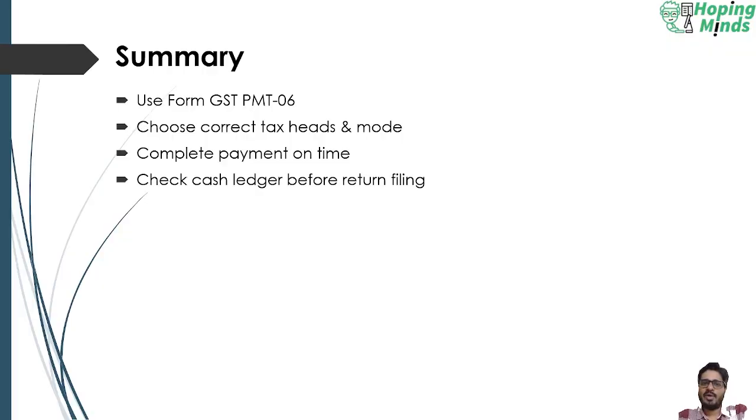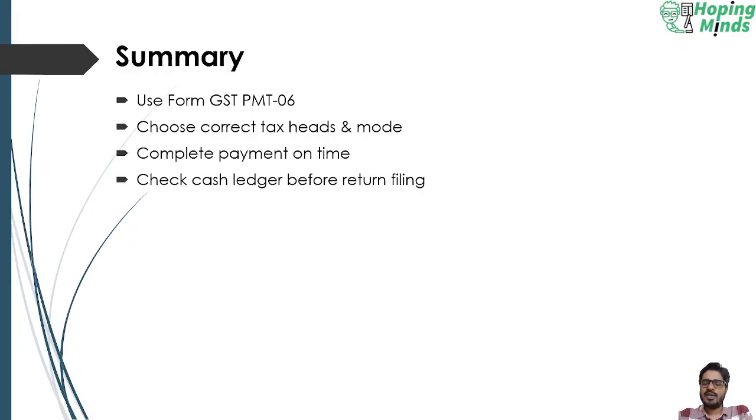Then complete the payment on time. That is, the payment shall be made within the 15 days during which the challan remains active. Then check the cash ledger balance before filing of return. Any payments made through a challan must be re-verified with the cash ledger so that it is ensured that the correct amount is reflecting under the correct head.